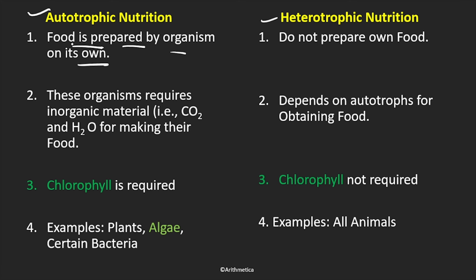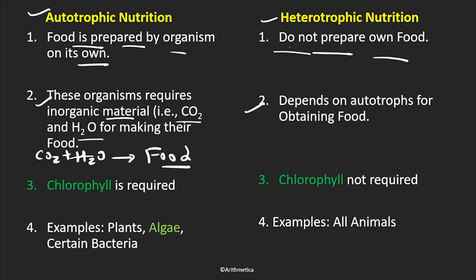We have seen this thing. And in heterotrophic mode of nutrition, there is no preparation on their own. They do not prepare their own food. They depend on other organisms for their food requirements. In autotrophic nutrition, the organism requires inorganic material, CO2 and H2O, for making their food. But in heterotrophic nutrition, they depend on autotrophs for obtaining food.